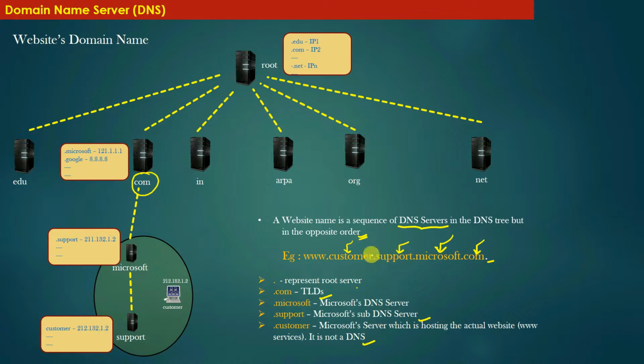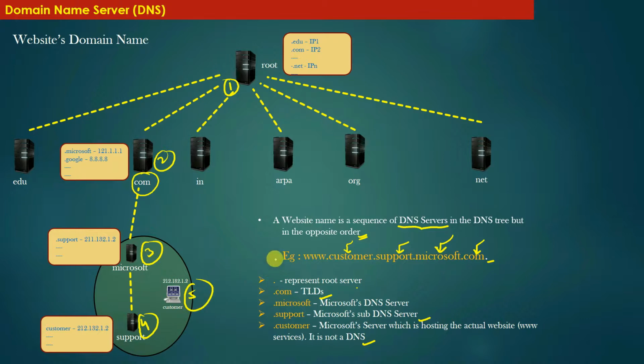So you can see that the name of the website is a composition of a sequence of names of DNS servers in the opposite order of the DNS tree, that is, starting from the root DNS server and moving towards the leaf. So this is the root of the DNS, then second is com, then third is Microsoft, and the fourth is support. And finally, the fifth is the actual web server which is providing the World Wide Web service.